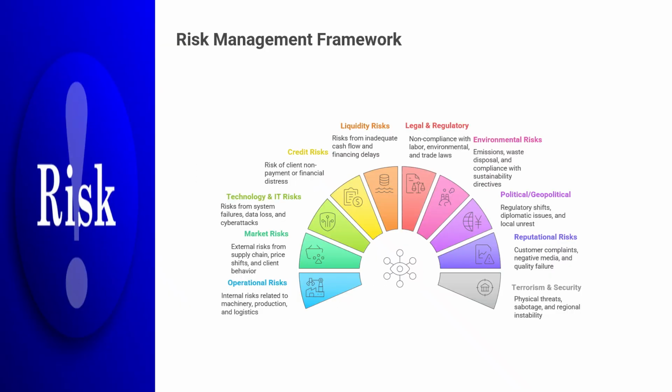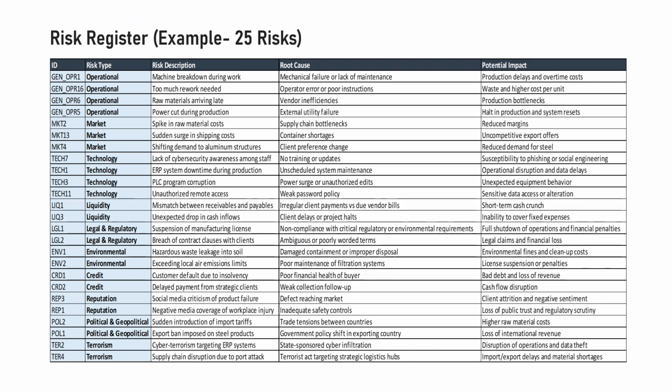Risks are spread across multiple areas, such as operational breakdowns, liquidity issues, regulatory shifts, environmental hazards, cyber threats, and geopolitical instability. Each category is linked to real business cases, enabling a focused mitigation plan. In the current slide, we can find the top 25 risks from our risk register. We selected them from different types of risks.